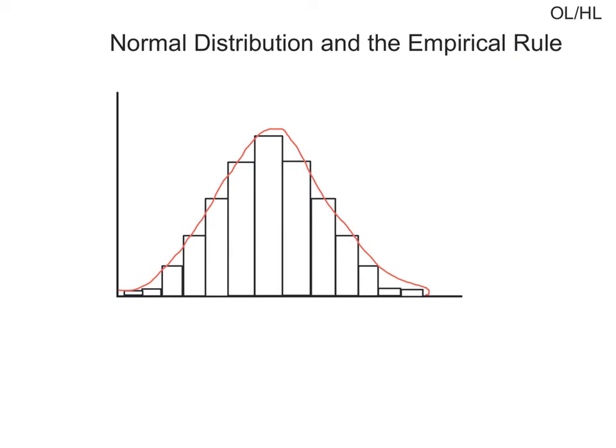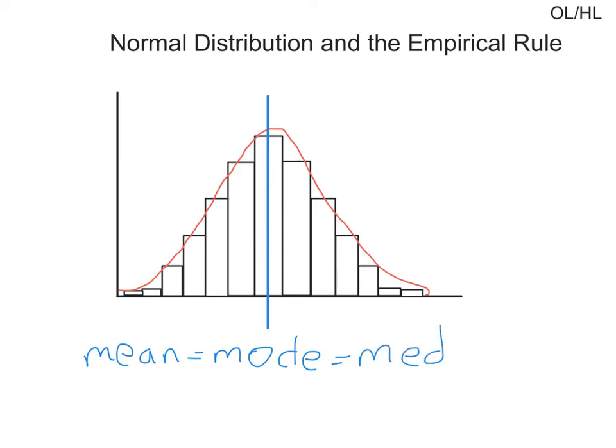The first property is that it's symmetric around its central value. We can see here that the left-hand side and the right-hand side of the distribution are symmetric to each other. The next important property is that the mean, the mode, and the median are all equal to each other. This is represented also by the blue line, the line of symmetry.